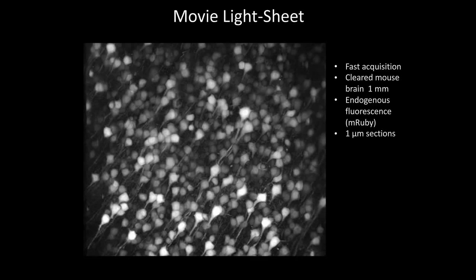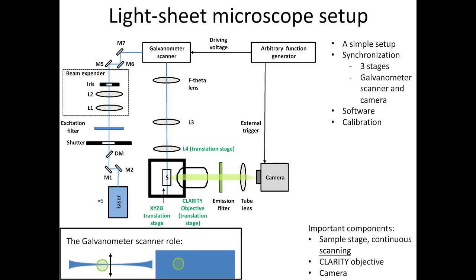Okay, so you saw that we are able to get very fast acquisition, but we can still see the processes of the cells, and we can get very good 3D rendering of the volume using light sheet. So how has it been done? This is the light sheet microscope setup, as you can see here. It's a relatively simple setup.